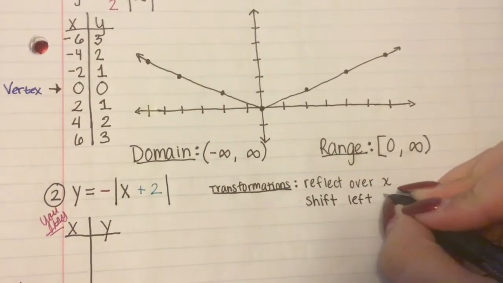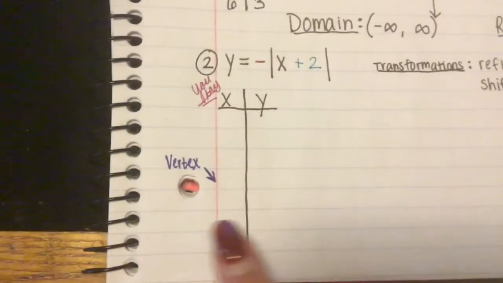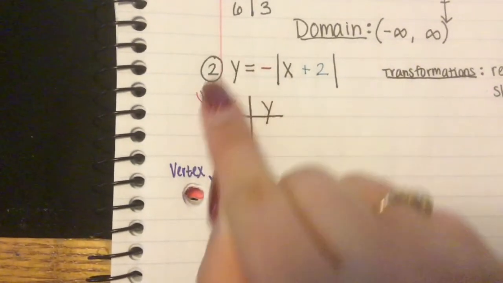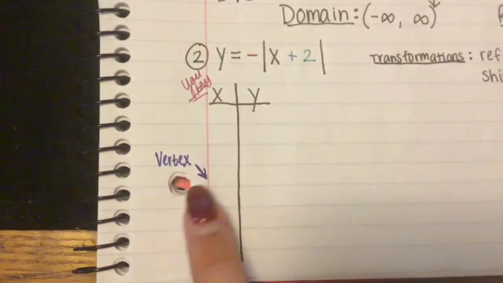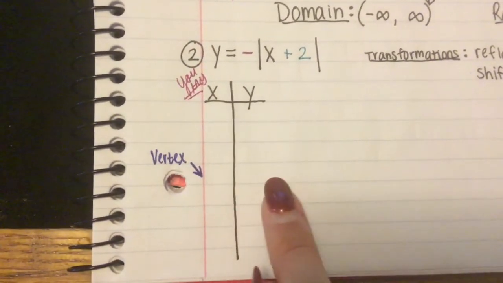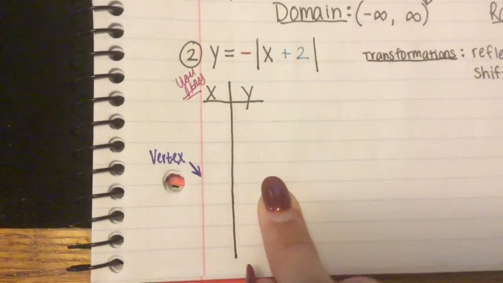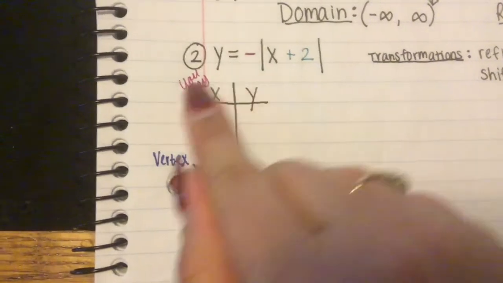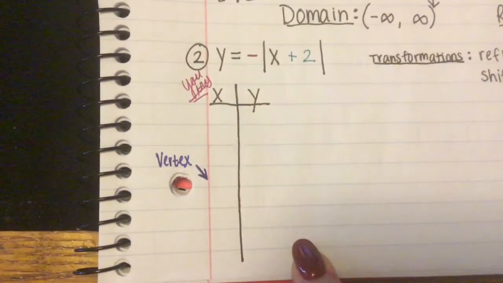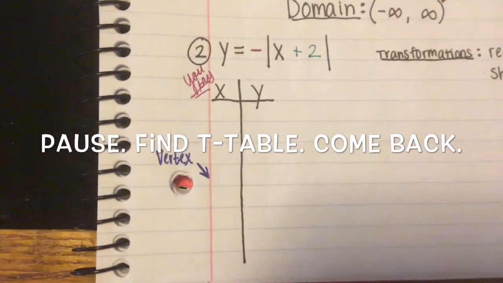Remember that the first value that I want to find is my vertex. I want you to go ahead and use opposite h, exactly k to find your vertex, and then either use your graphing calculator or choose x values to plug into your equation to find your y values. Pause the video here, look for that t-table, and come back when you're finished.